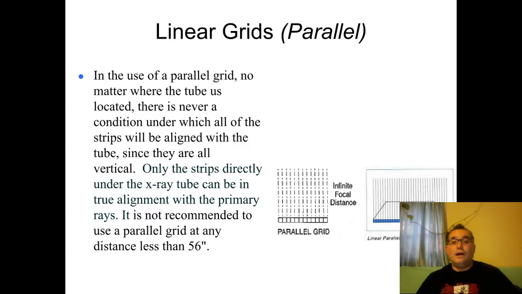So this can be used at most SIDs, most focal distances, other than it is not recommended to use a parallel grid at any distance that is less than 56 inches. So this would not be utilized in a table Bucky, for example. Why is that? Our table Buckies, most of our Bucky work or non-table work is done at 40 inches. So a parallel grid would not work for this. However, in practice, at a large SID, no matter what the divergence of the beam, we would not have a problem with a parallel grid. So we could have basically an infinite distance in SID.